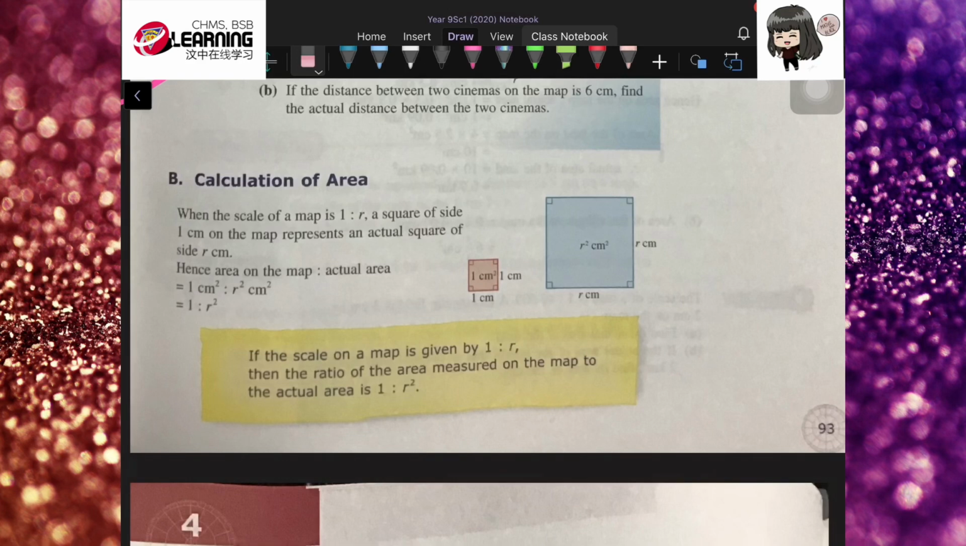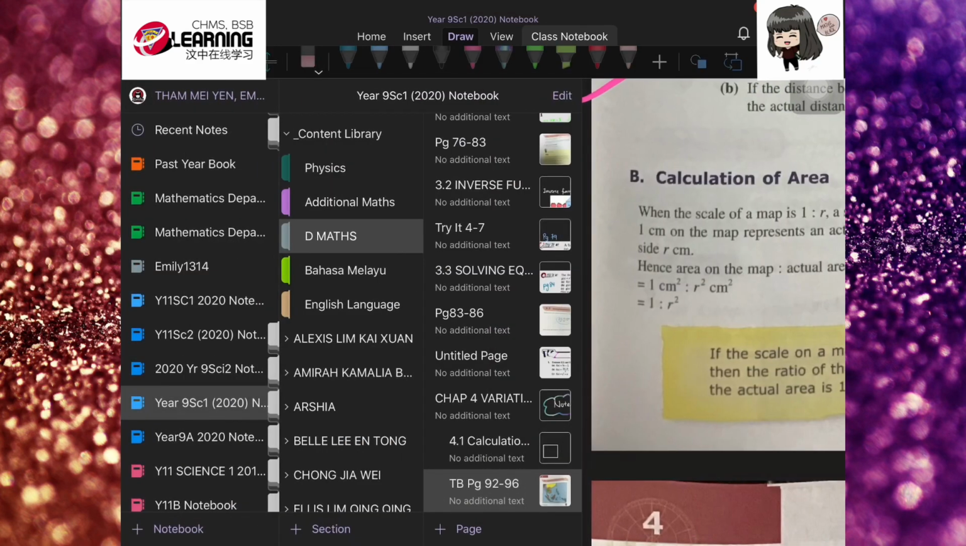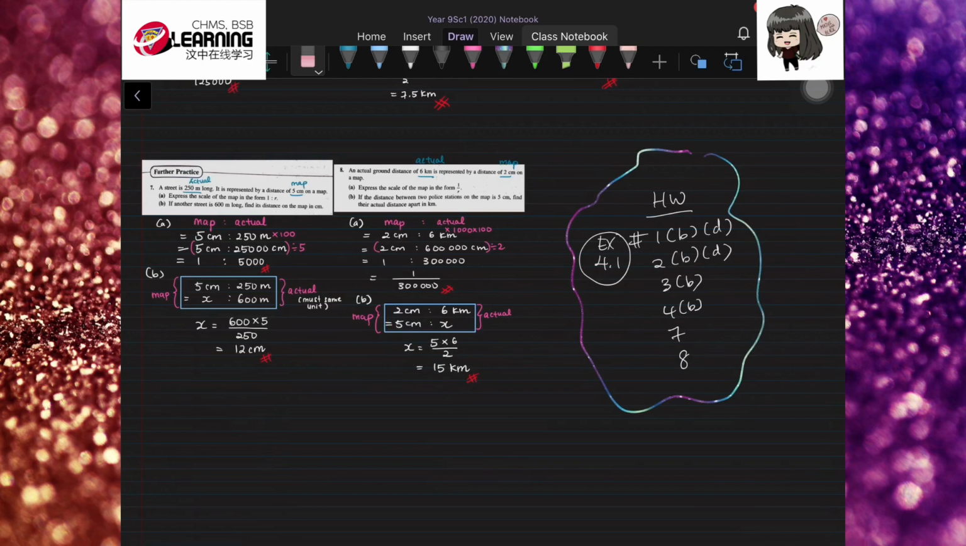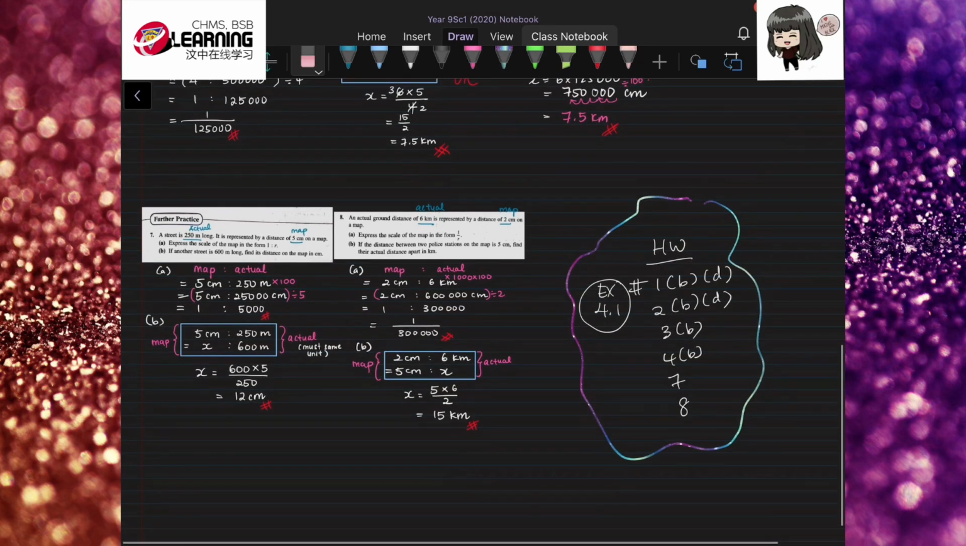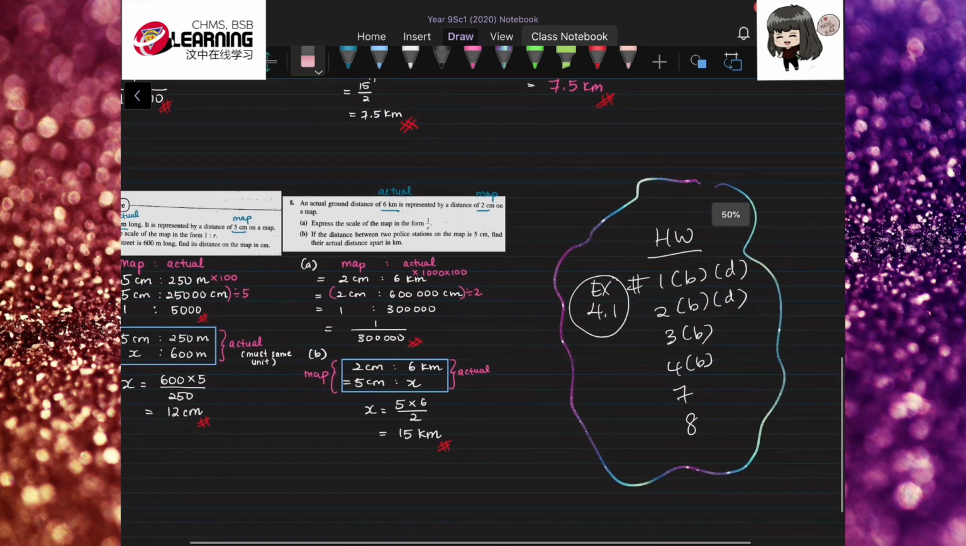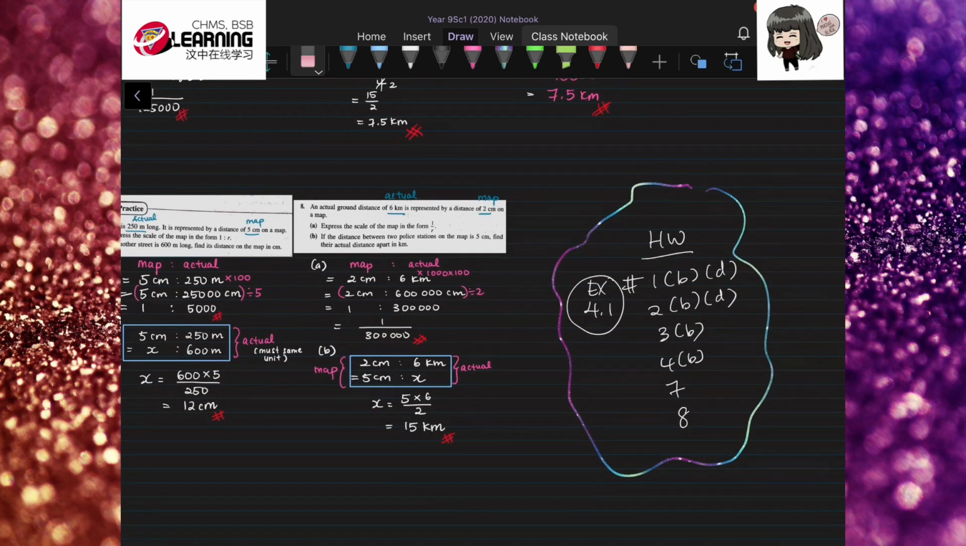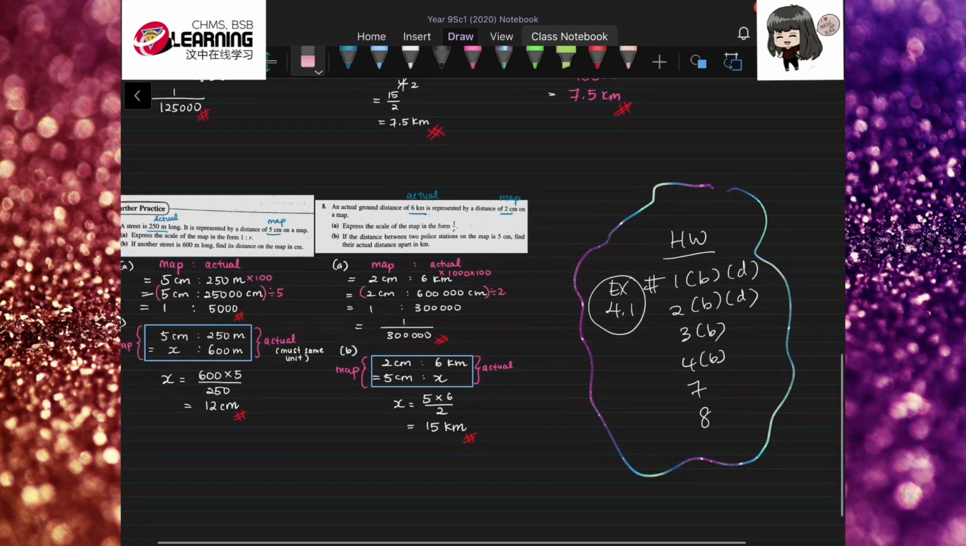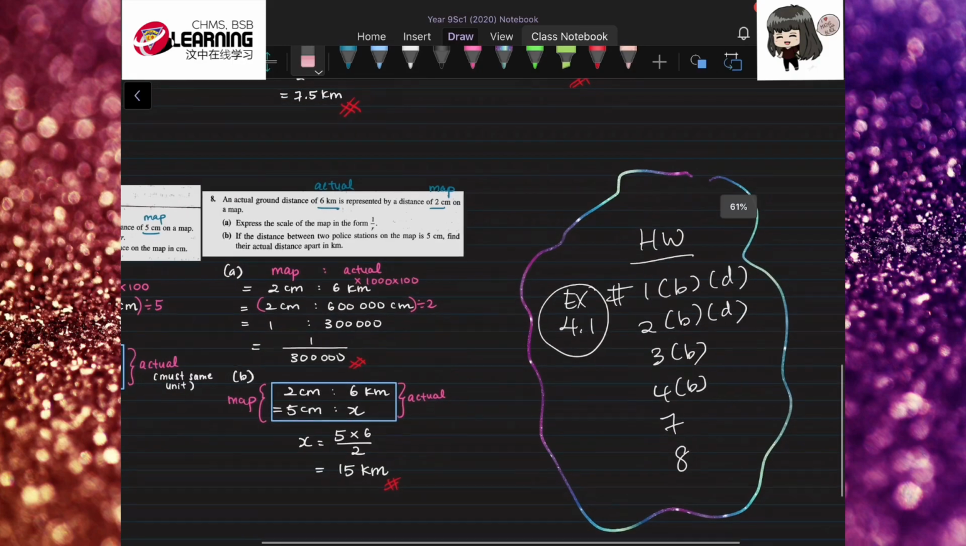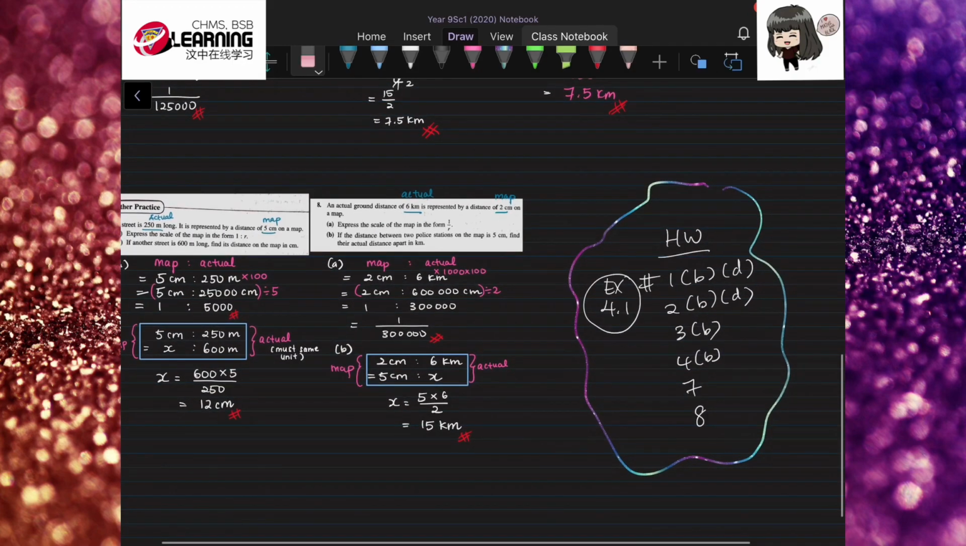Okay. So in the previous lesson we learned about map scale. This lesson we are going to learn about calculation of the area in a map scale. Before that, let's discuss the answers. I believe you have already done these questions, which are 1B, 1D, 2B, 2D, 3B, 4B, and 7A. Okay, let's check the answers.